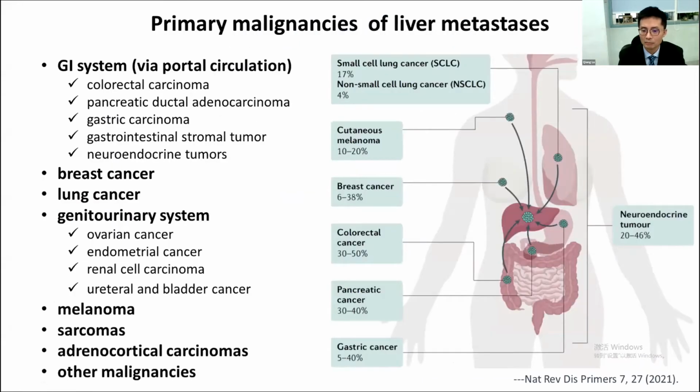The GI system is the most common site of primary malignancy, including colorectal carcinoma, pancreatic ductal adenocarcinoma, gastric carcinoma, gastrointestinal stromal tumors, and neuroendocrine tumors, followed by breast cancer, lung cancer, genitourinary system tumors, melanoma, etc.